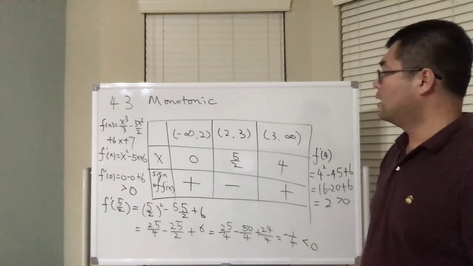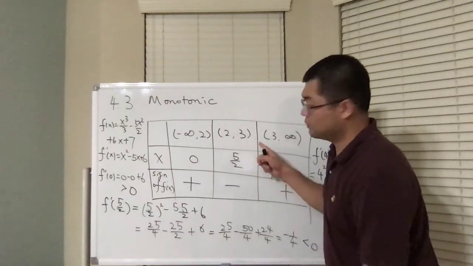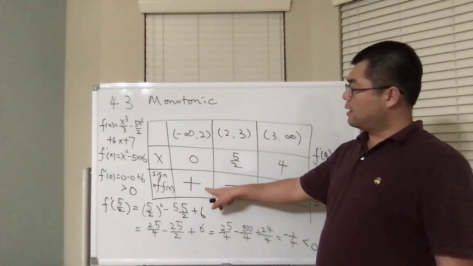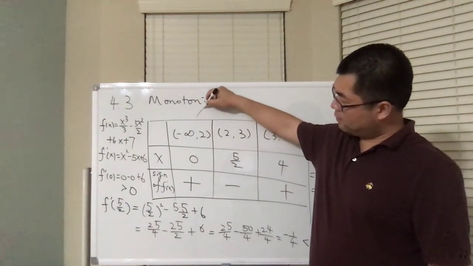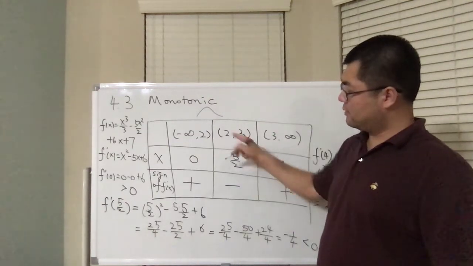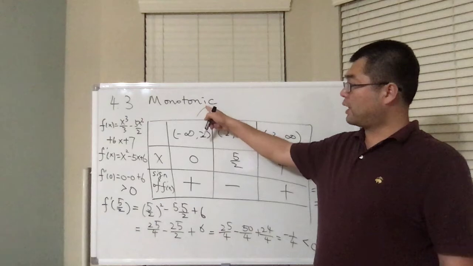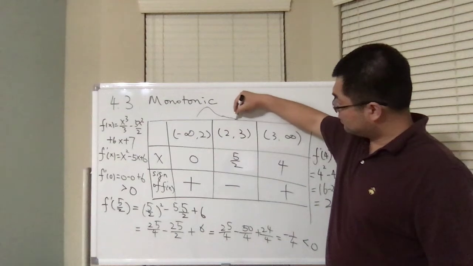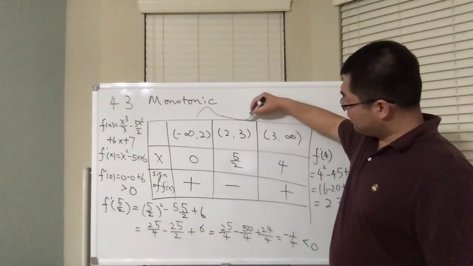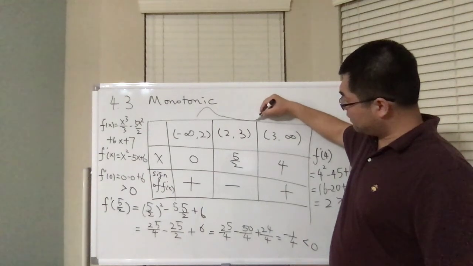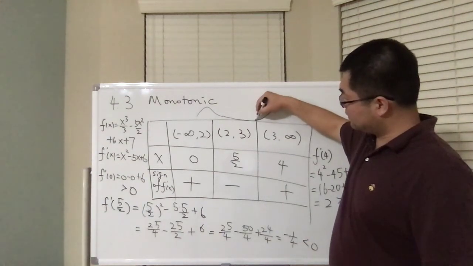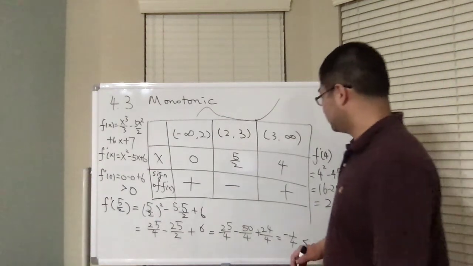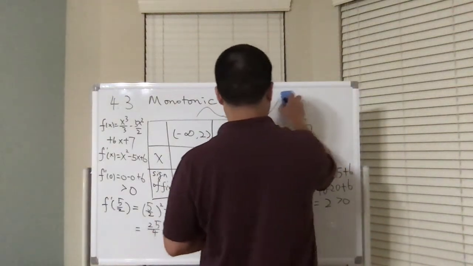Meanwhile, at those two critical points, you can see that the function is increasing and then decreasing, right? So at x equals 2, you're going to have a relative maximum. And from 2 to 3, it's decreasing, and then from 3 to infinity, it's increasing. So you can see that you're going to have a local minimum at x equals 3. So let's write our conclusion here.